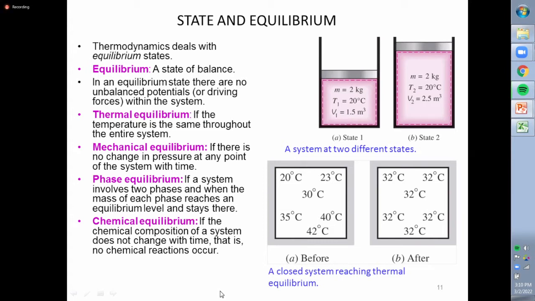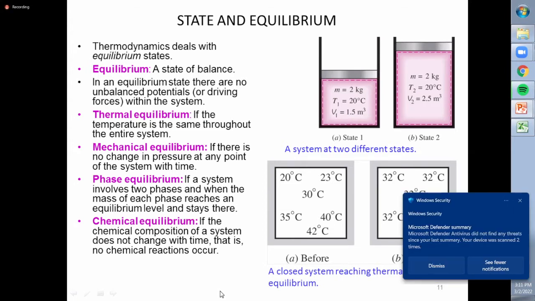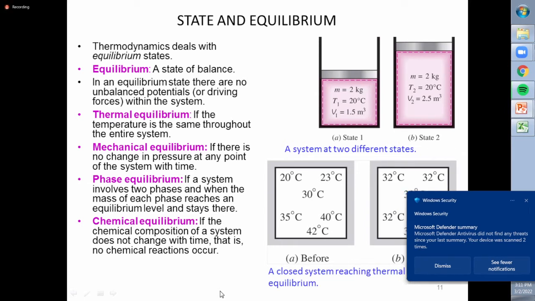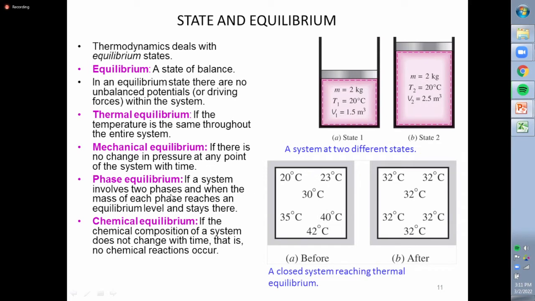If a system involves two phases, and when the mass of each phase reaches an equilibrium level and stays there, then that type of equilibrium we generally call phase equilibrium. In this particular case, take the example of water getting converted into water vapor, or steam. For a long period of time, the phase associated with the water is liquid, and the vapor is called steam. Both phases stay in that state for a long period of time, and it is in equilibrium. So that type of equilibrium is generally called phase equilibrium.